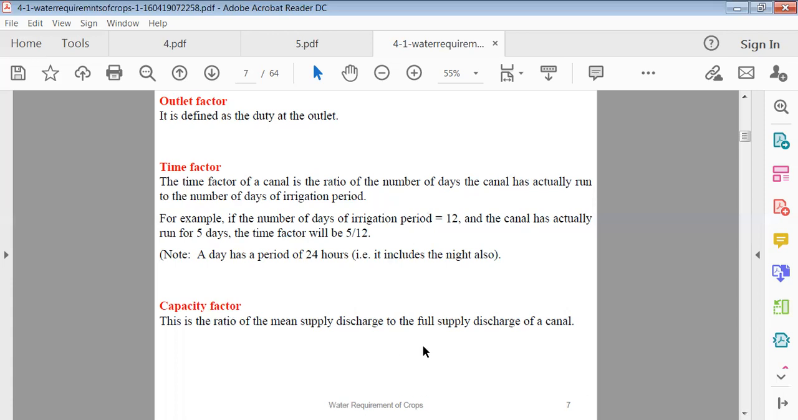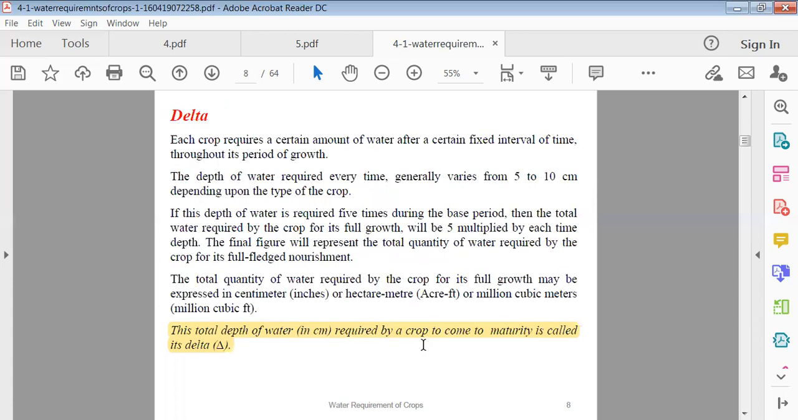Next, delta. Delta is the total depth of water in centimeters required by a crop to come to maturity. That means the total depth of water which has to be maintained for the crop throughout its crop period, that is from the start of the sowing to the maturity of the crop, is called delta.